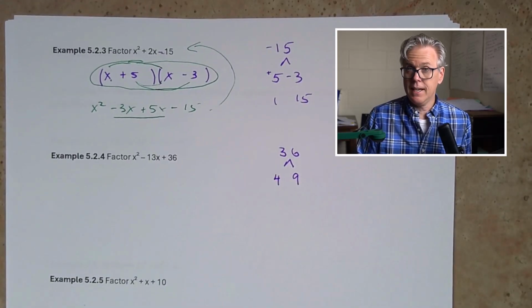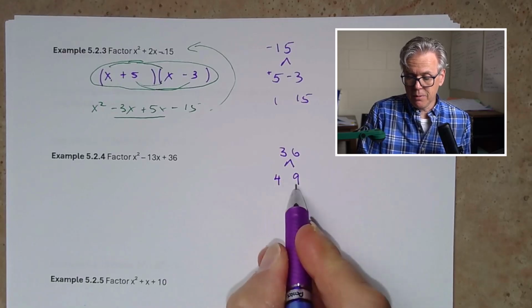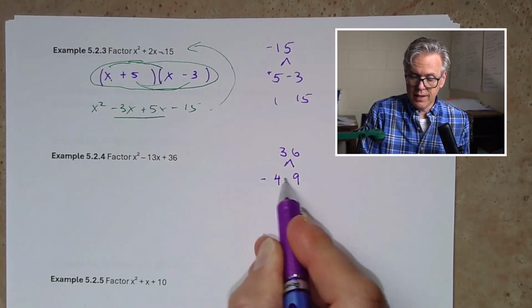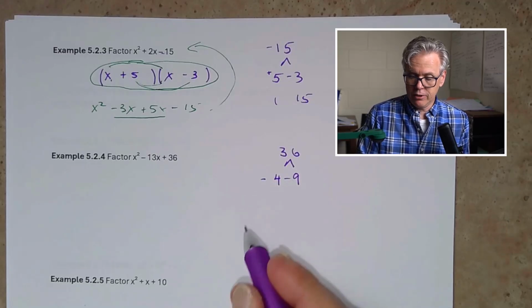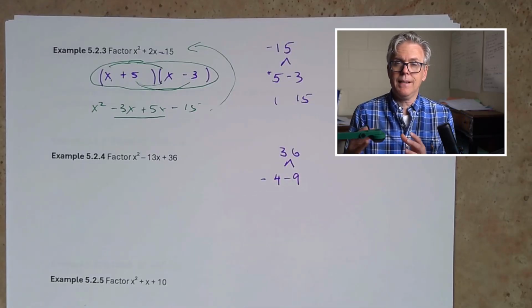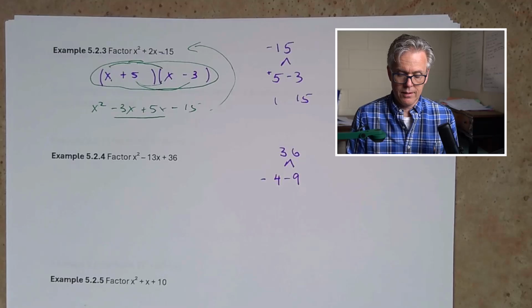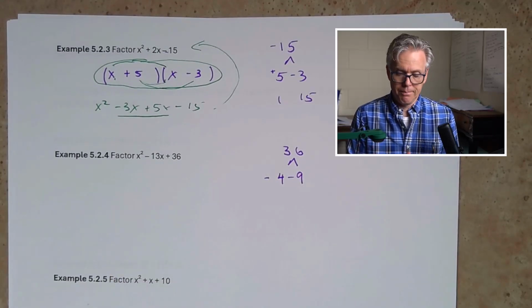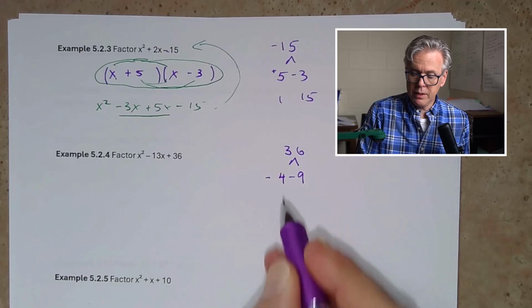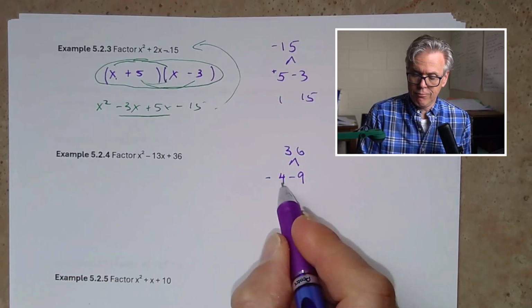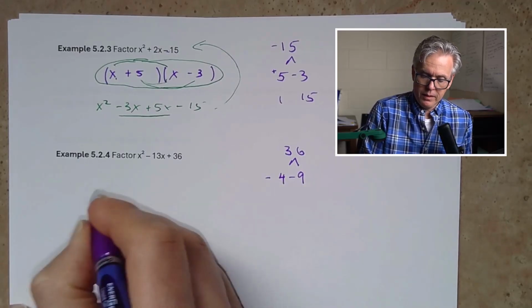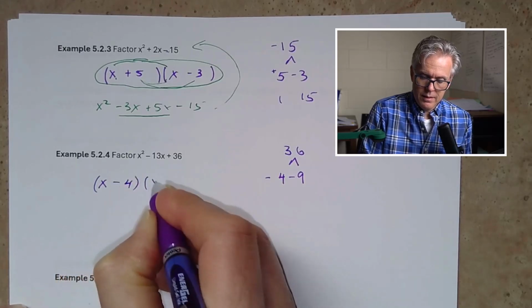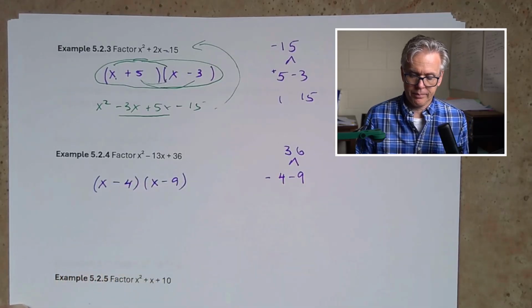Now, again, do we need to list all of them? I mean, I already see 4 and 9. I can combine these to get 13 if both of these are negative. So I can stop there. Now, if I had chosen 6 and 6 first, there's not a way to combine 6 plus 6 to get 13. Or I could have done 12 and 3. So you'll get quicker at drilling down to these factors. That's going to be x minus 4, x minus 9.